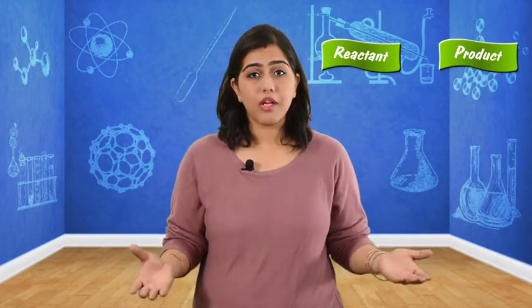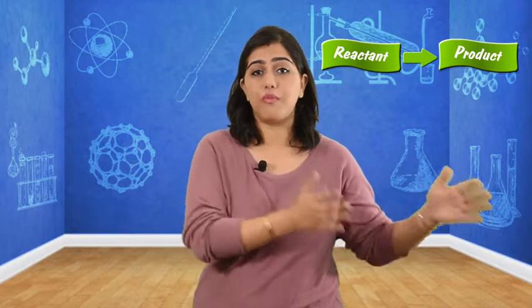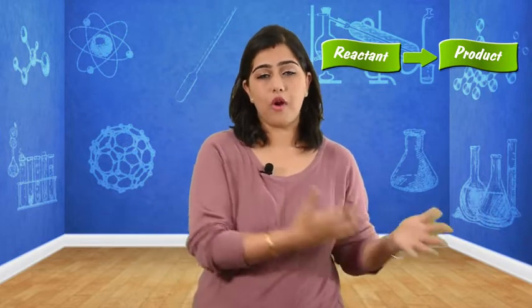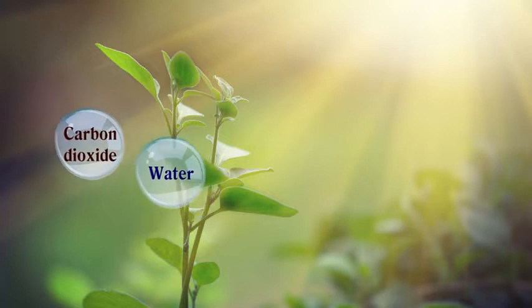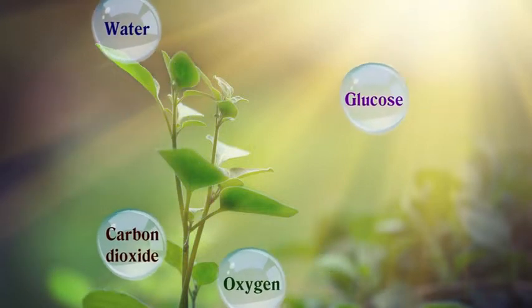So a general chemical reaction can be represented as reactants changing into products, the arrow sign depicting the direction of the reaction from reactants to products. Now let us understand how to write a chemical reaction using an example. So let's take the example of photosynthesis. What happens in photosynthesis? Carbon dioxide and water inside the plants combine to give us glucose and oxygen gas.